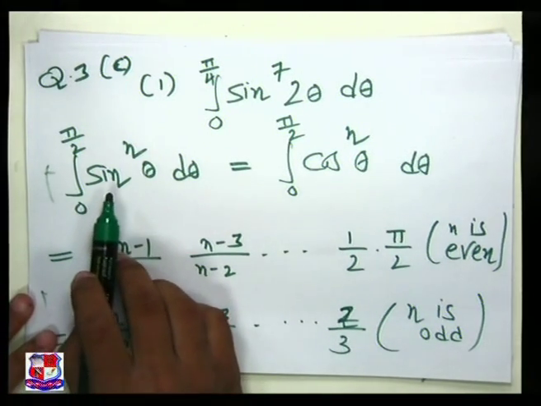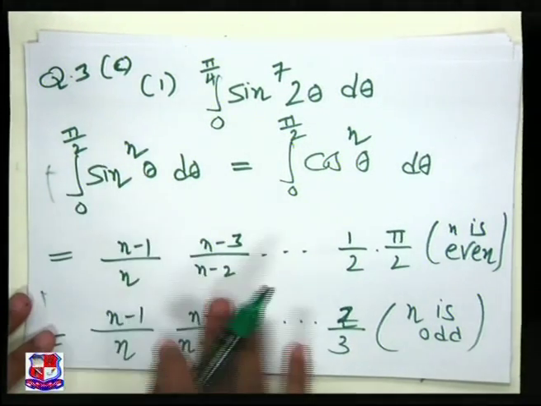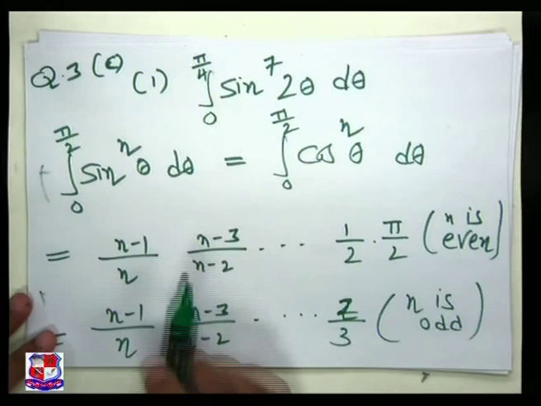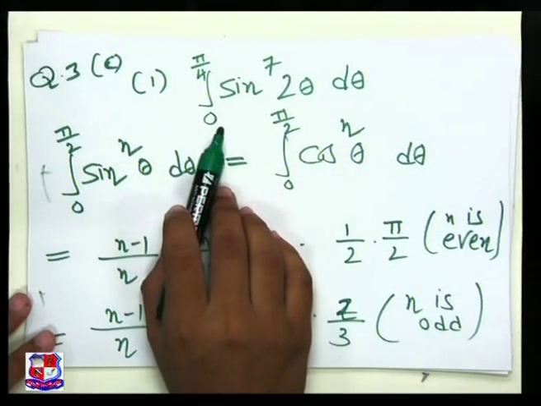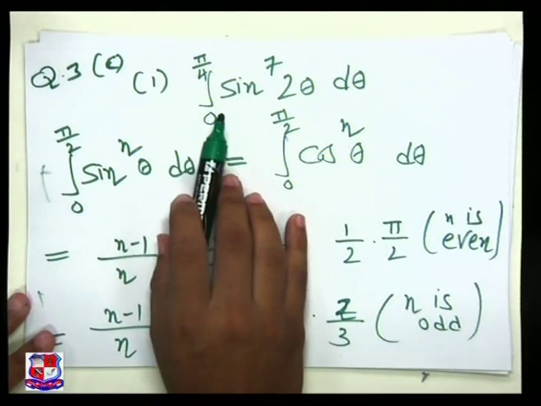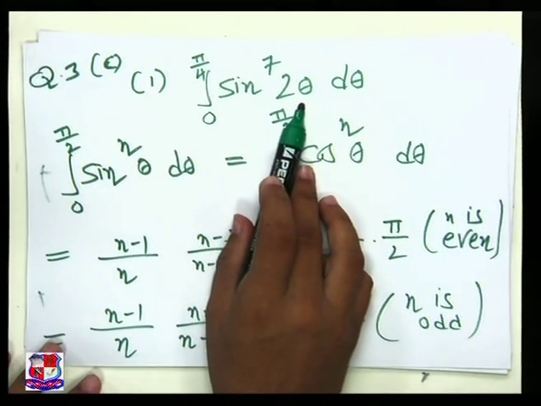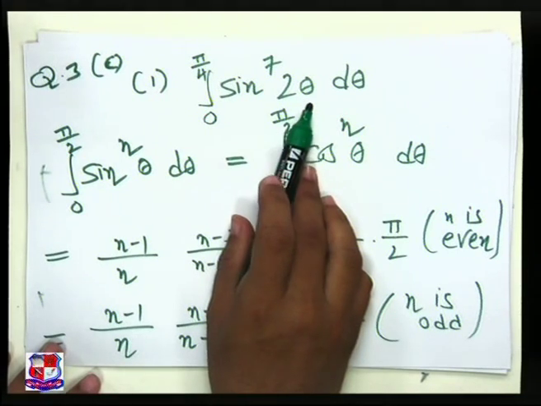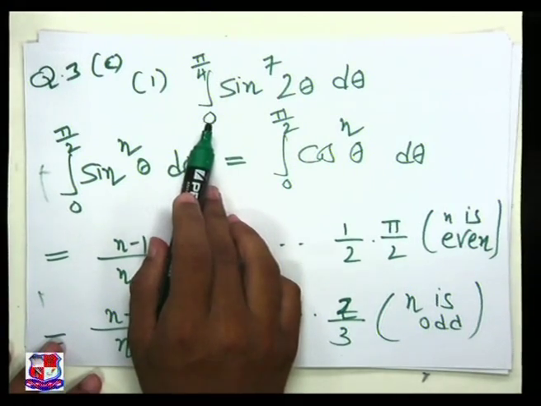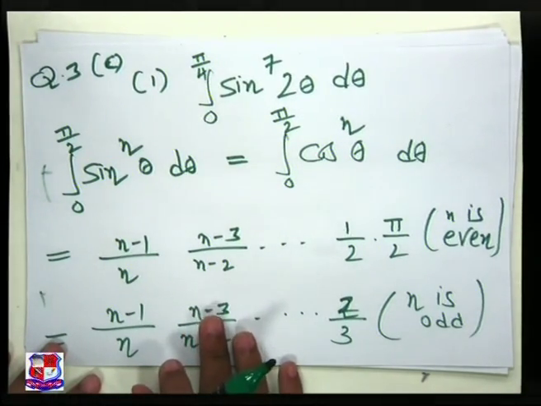But in this case you can see our integration must be from 0 to pi by 2. Then we can apply this formula, whether n is odd or even, otherwise we cannot apply. But here our integration is from 0 to pi by 4. So using some method we have to convert this integration to 0 to pi by 2. So let's take 2 theta is equal to t, and then our integration is from 0 to pi by 2.